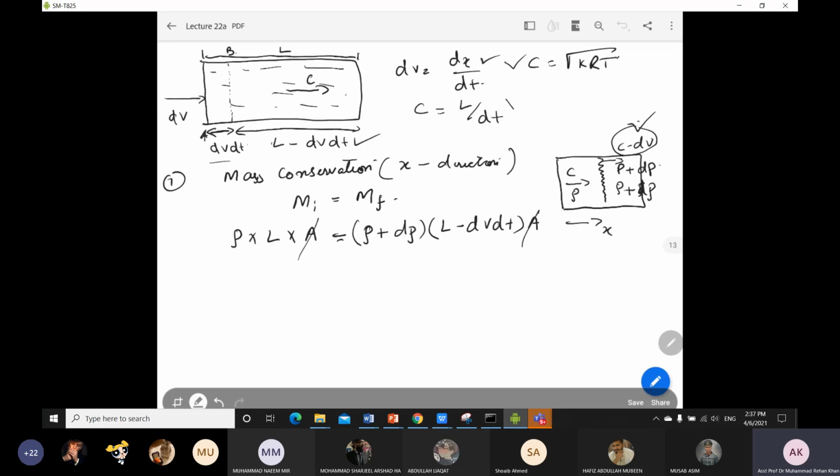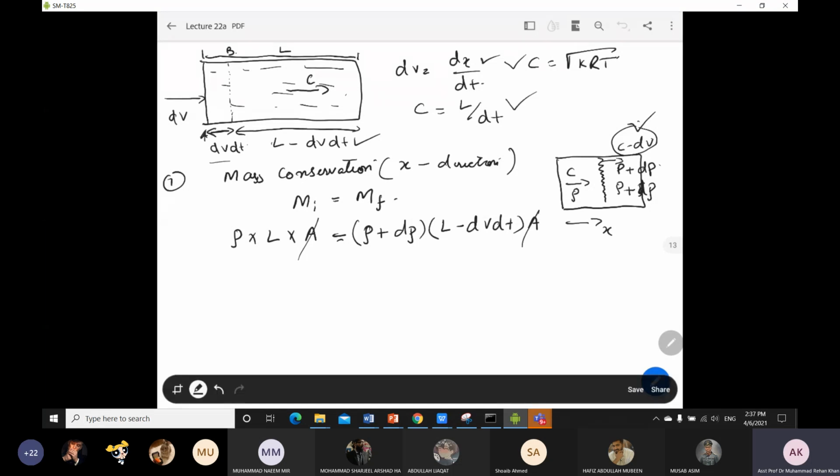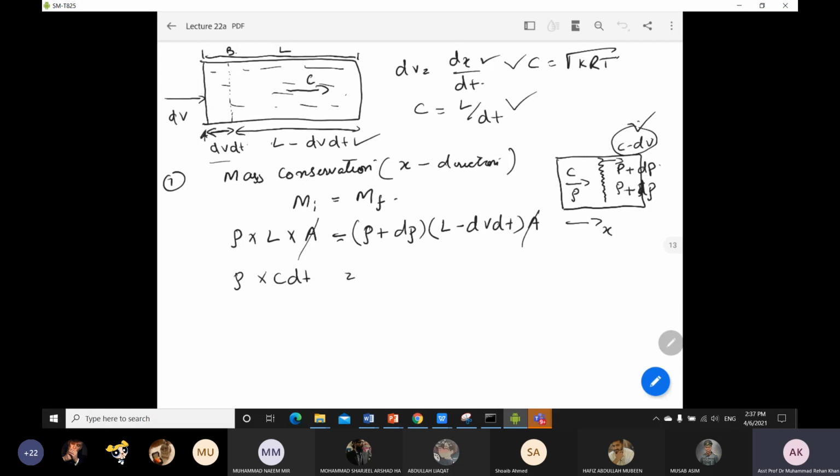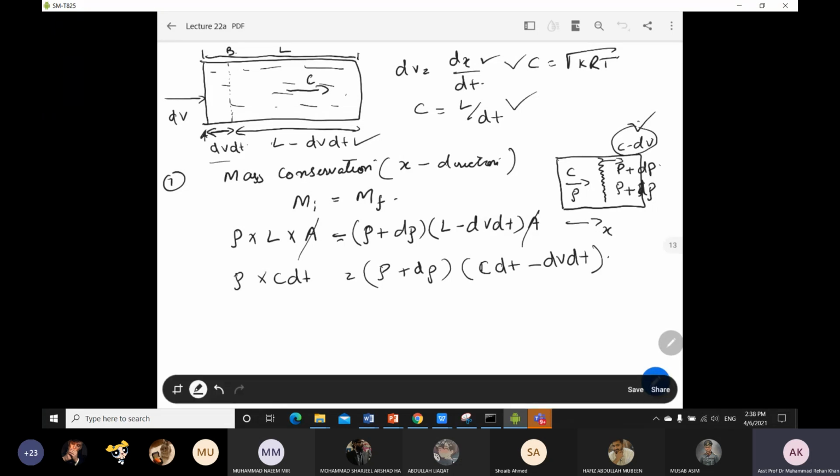So from here, C is equal to L by dt, so I can simply put the value of L as C dt in this equation. Here I can say rho into C dt is equal to rho plus d rho, and the value of L is C dt minus dV dt. This is one form of the equation after putting in the value of L. Here I can take dt common, so dt can be eliminated from the whole equation.